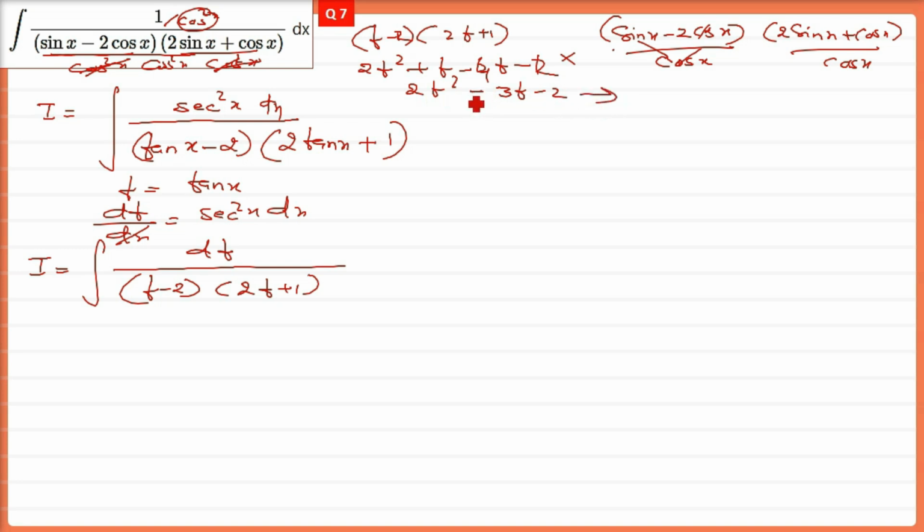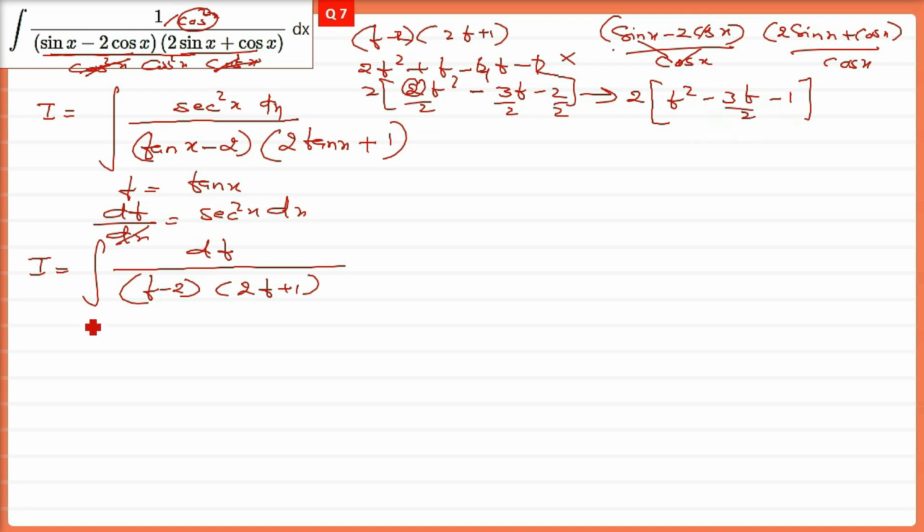Now we need to make this a perfect square. First we need to get rid of anything which is in front of the highest power, which is 2t square. So you take 2 outside. It will be t square minus 3t by 2 minus 2 by 2. If you don't have this idea, just take 2 out and divide everything by 2, whichever is left inside. So that is what we got.